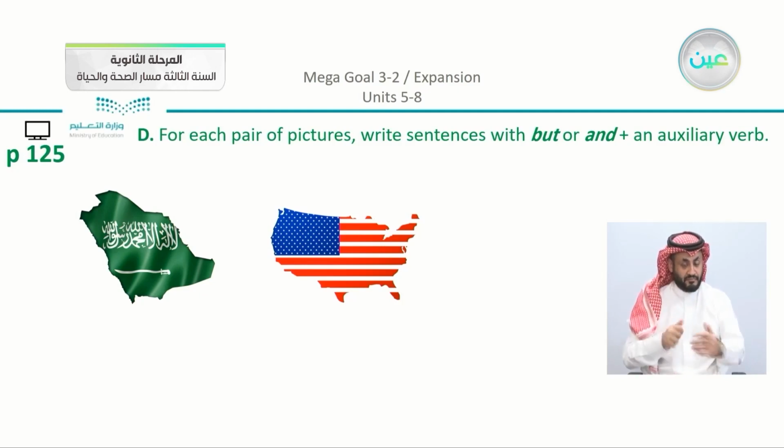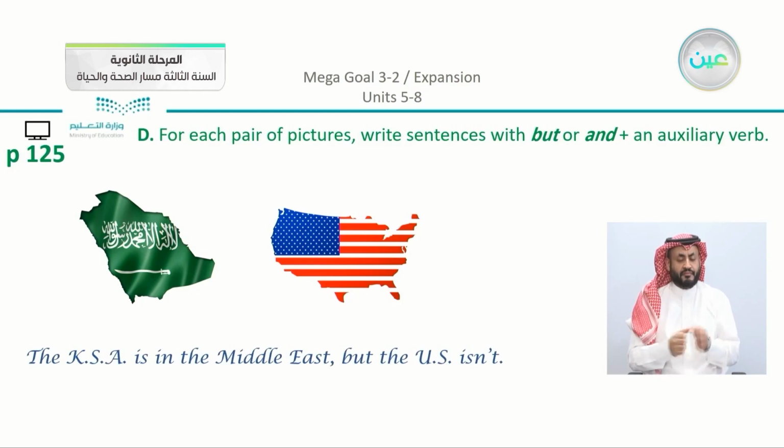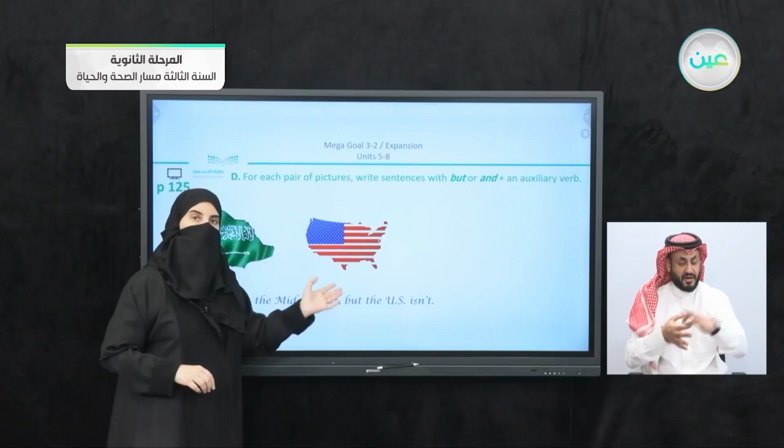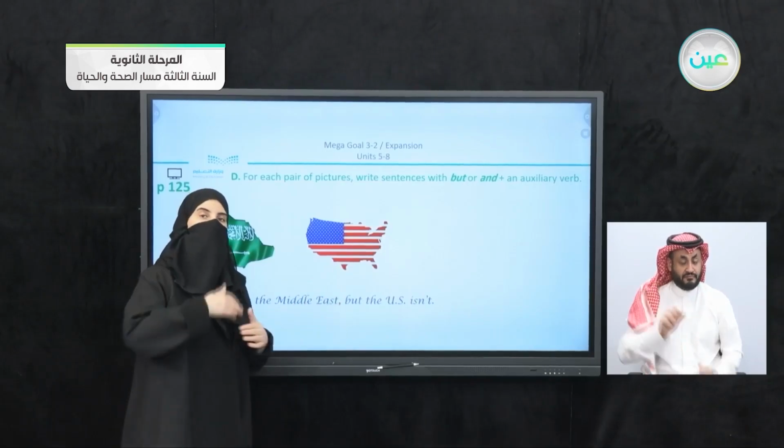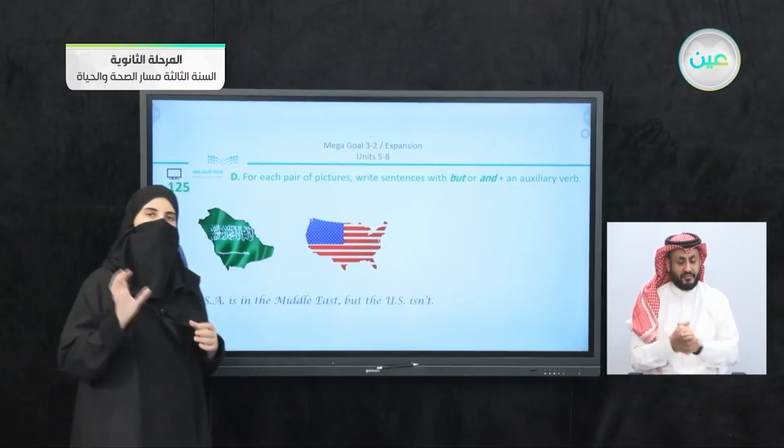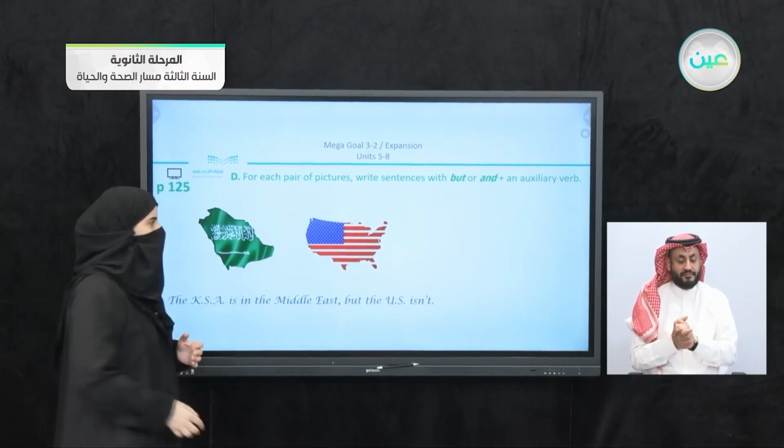Now, do you recall also in Unit 6 that we studied something about using but and, or and, with auxiliary verbs? Now, just to revise here, the KSA is in the Middle East, but the US isn't. Now, here in this sentence, you can see that we have the connector but, and we have at the very end of the sentence the auxiliary verb is.